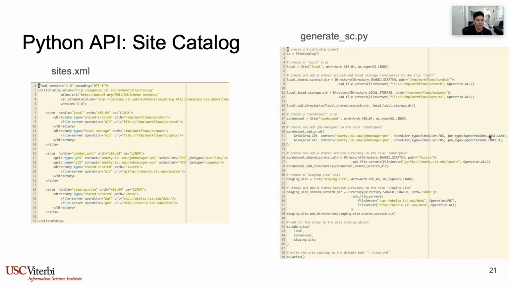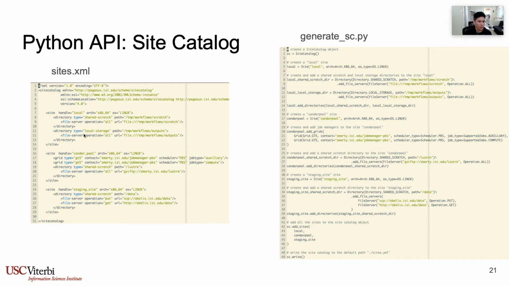First, let's start with the site catalog. Here on the left, we have a file, sites.xml, which illustrates the older version of the site catalog. On the right, we have a script generate_sc.py, which illustrates how you would generate the same site catalog, but using the latest Python API. In this catalog, we have 3 sites. Our execution environment has a site called local, Condor pool, and a staging site.